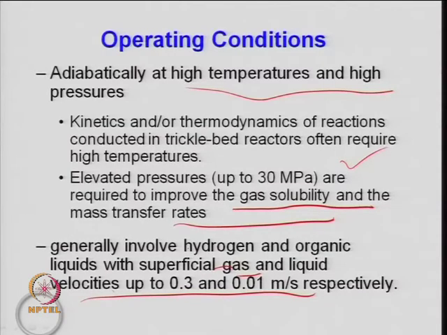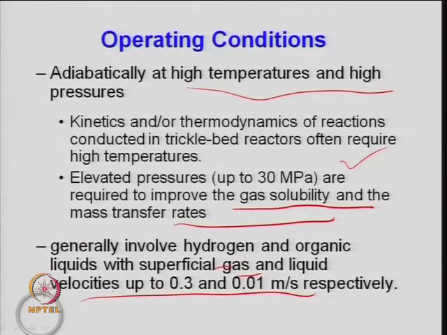Generally, the superficial gas velocity in the trickle bed reactor is up to 0.3 meter per second. This is the superficial velocity, which is based on the cross sectional area of the column. So, this is basically the volumetric flow rate of the gas divided by the cross sectional area, and that will give you the superficial gas velocity, which is based on the empty column. And for liquid, the superficial velocity is roughly 0.01 meter per second.